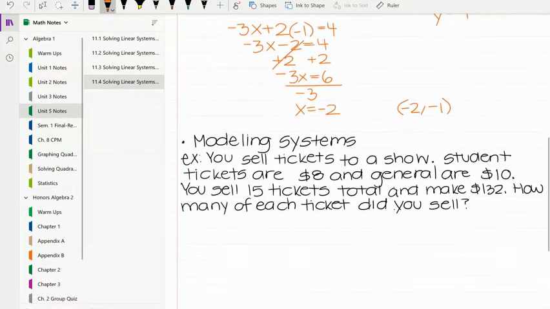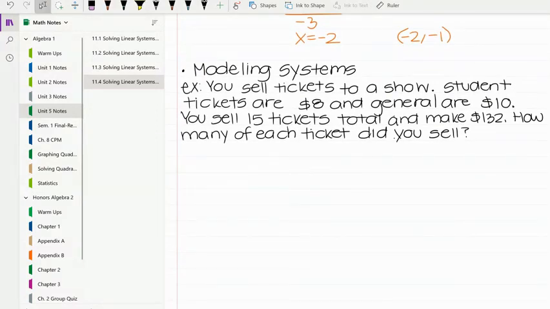So the last thing that we are going to look at is modeling systems. So now we're going to take our knowledge of how to solve a system of equations and create it and solve it from a scenario. So we have: you sell tickets to a show. Student tickets are $8 and general tickets are $10. You sell 15 tickets total and make $132. How many of each ticket did you sell?